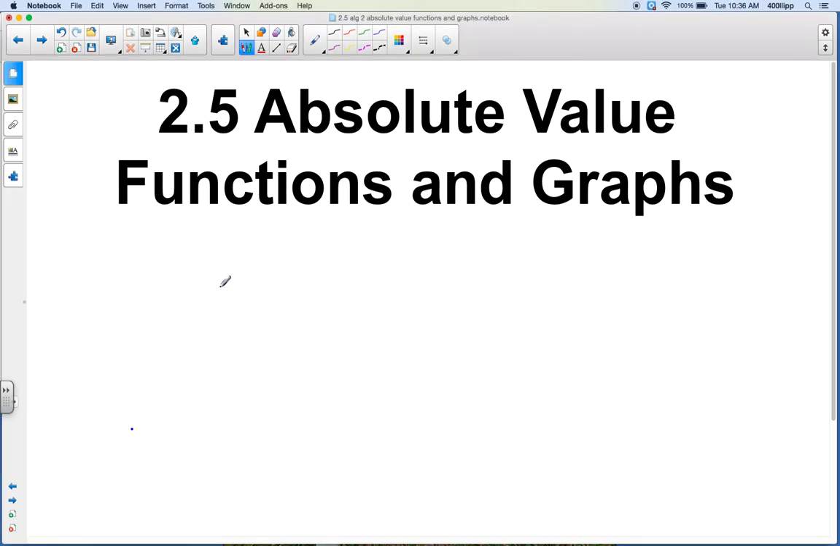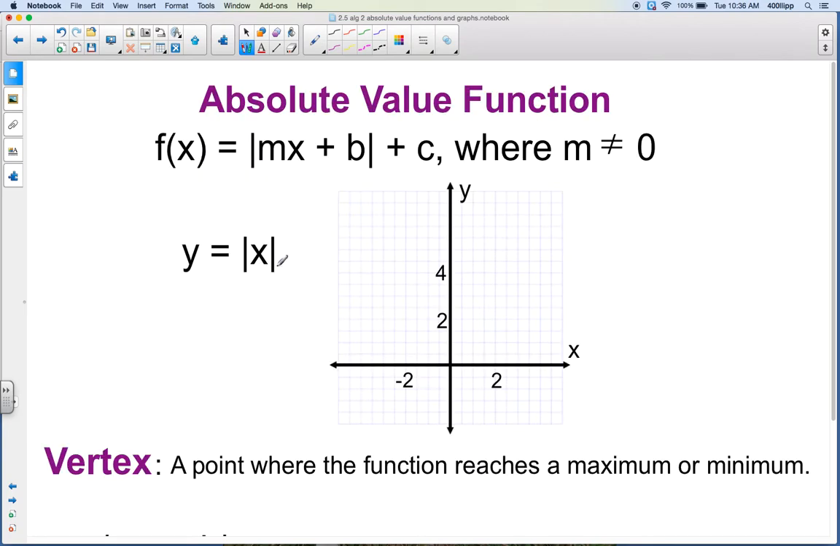Okay, today we are going over 2.5 absolute value functions and graphs. So let's take a look at some absolute value functions and graphs. We're starting off with the equation of y equals the absolute value of x. And we know that when we have the absolute value of something, then we have positive values.